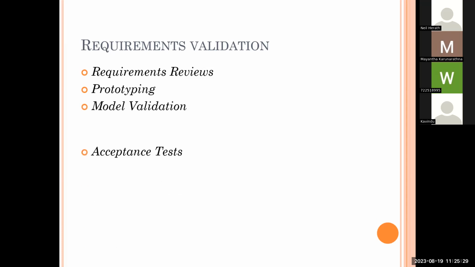Then the model validation. You can make a model and show it, or it could be another type of prototype. And then the acceptance test. Acceptance tests are a set of tests that you should write at the requirement engineering stage. These tests will be given to the clients to run when the client accepts the software. So these are not very complicated, though we say acceptance test.